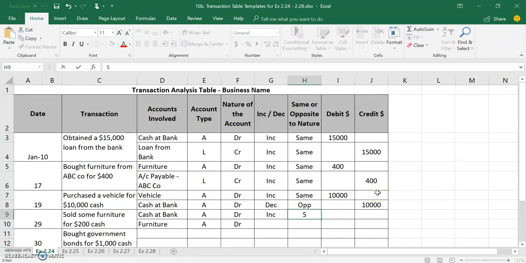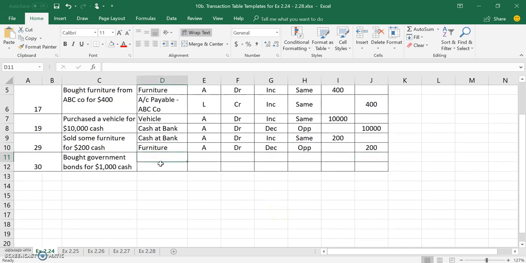So it's going to be the same as its nature, and so my cash account is going to increase by $200. My furniture account, though, when I've sold that, I've reduced the amount of furniture, so I'm decreasing the balance in that account. So I am going to be recording the opposite to its nature. So that $200 is going to go into my credit column.